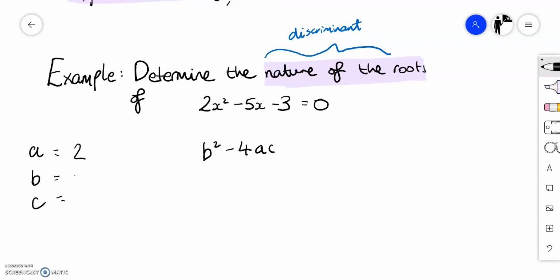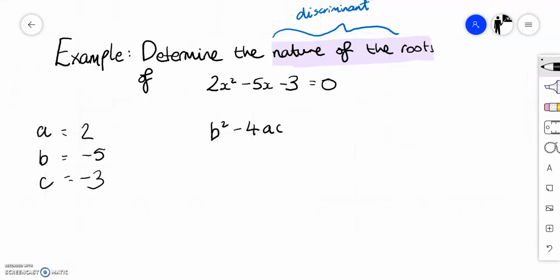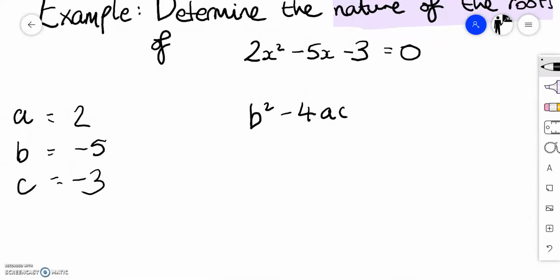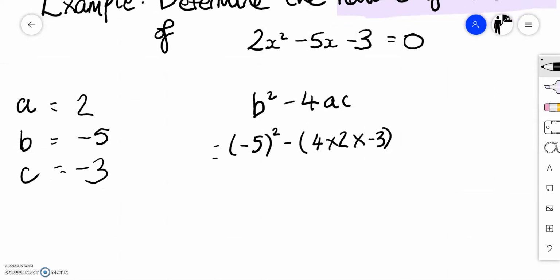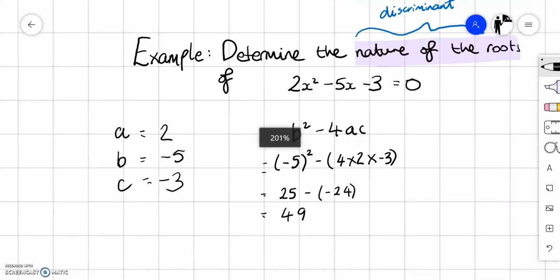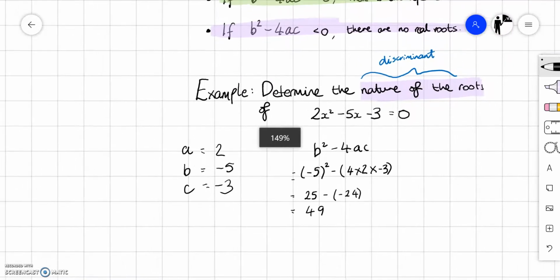So a is 2, b is negative 5, c is negative 3. We'll slot these values in. That's going to be negative 5 squared subtract 4 times 2 times negative 3. That's going to give us 25 subtract 8 times minus 3 is minus 24. And that is going to be 49. So we've worked out our discriminant, we've got our number.